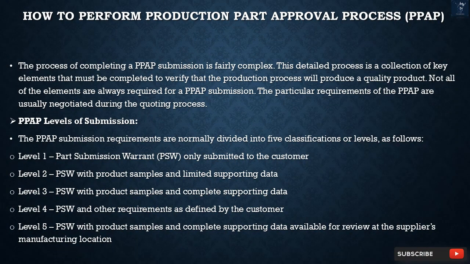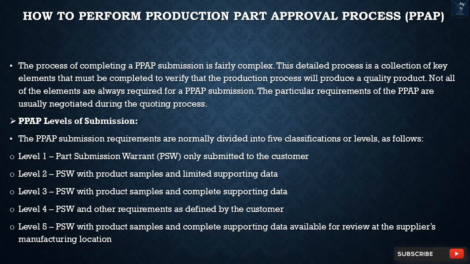How to perform production part approval process, PPAP. The process of completing a PPAP submission is fairly complex. This detailed process is a collection of key elements that must be completed to verify that the production process will produce a quality product. Not all of the elements are always required for a PPAP submission. The particular requirements of the PPAP are usually negotiated during the quoting process. PPAP levels of submission. The PPAP submission requirements are normally divided into 5 classifications or levels, as follows.